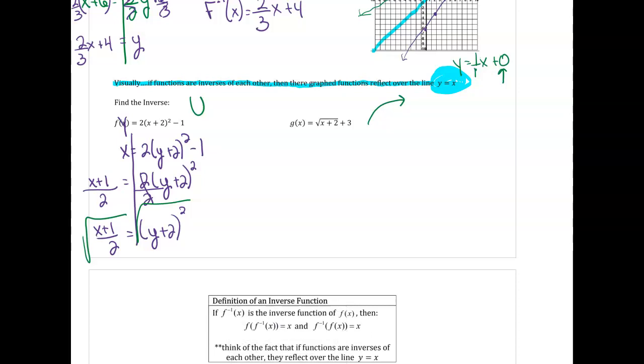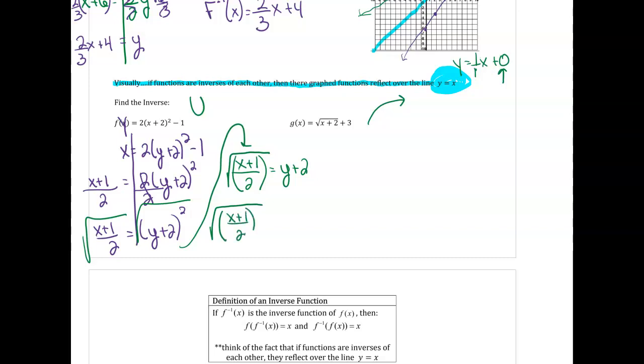And I'm moving on to the next page, but aren't I? So I'm going to write it here. So now I'm going to have the square root of all of this. You could put it in parentheses if you want. And then I have this Y plus 2. And now to get Y alone, I'm going to subtract the 2, which will not be in my check mark. And then instead of writing Y, I'm going to go straight to my inverse notation and do that.